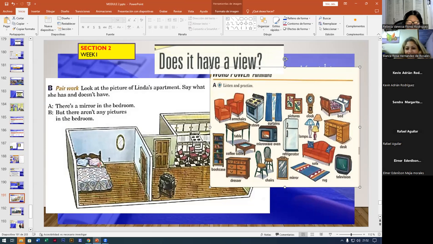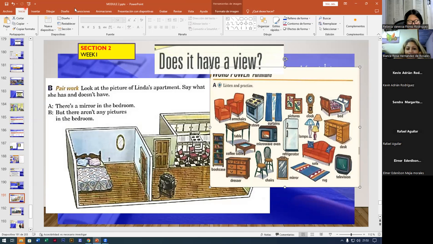Yes? There is a mirror. What else? ¿Y la cama? Bed. There is a bed. There is a bed. Uh-huh. There is a mirror. Okay, there is a mirror. There is a bed. A door. A door. All right. There is a door. That's a good one.